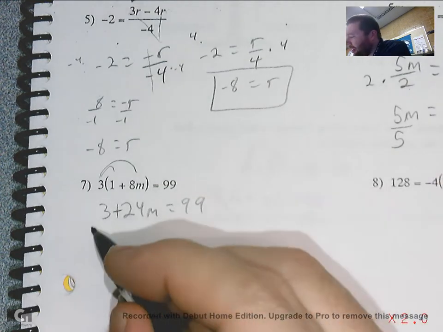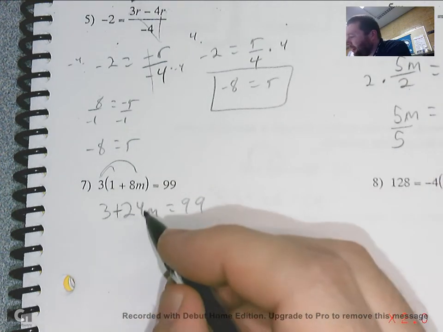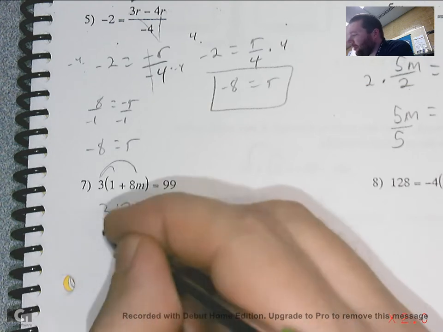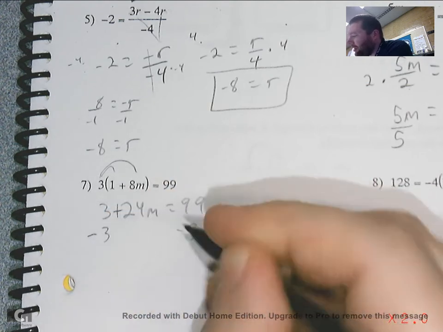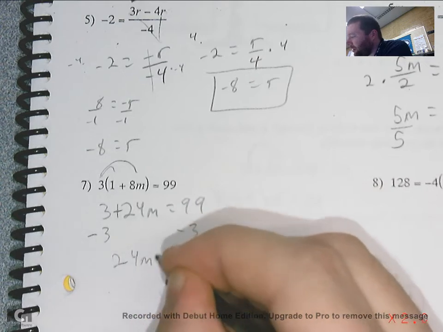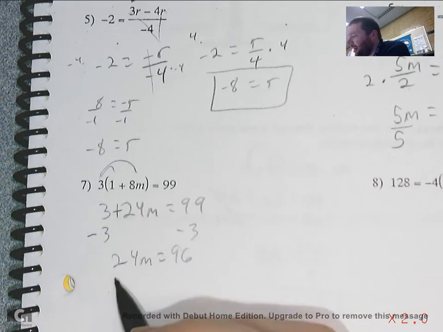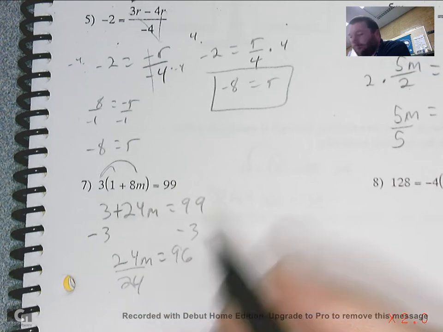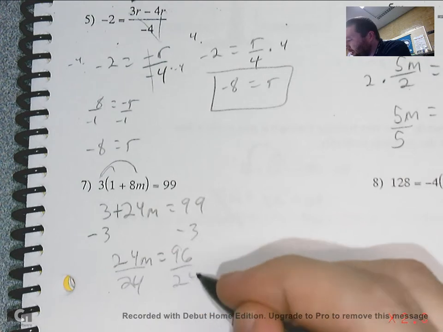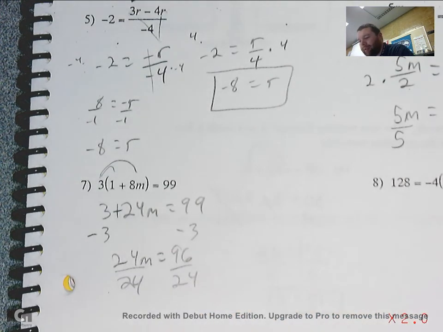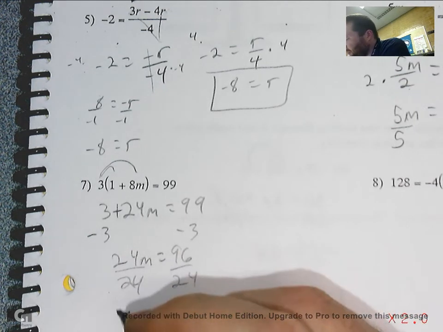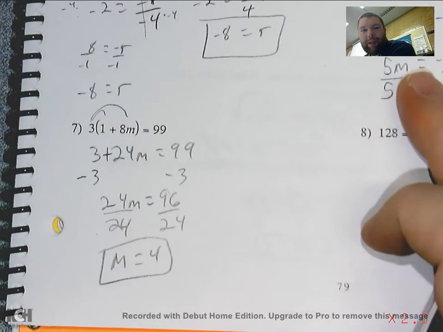Okay? Then, it's a party problem, right? I've got a best friend and acquaintance. This is a positive 3, so to move that acquaintance, I would have to subtract it. And that would give me 24m is equal to 96. And then this best friend is multiplying, so to move them, I'm going to have to divide by 24 on each side. And 96 divided by 24 is going to be 4. And that's it. That's all you had to do.